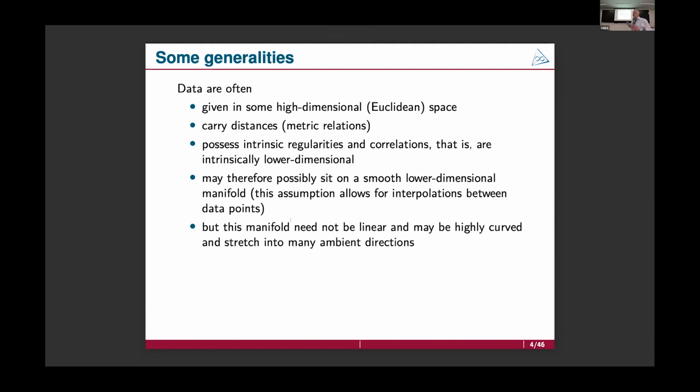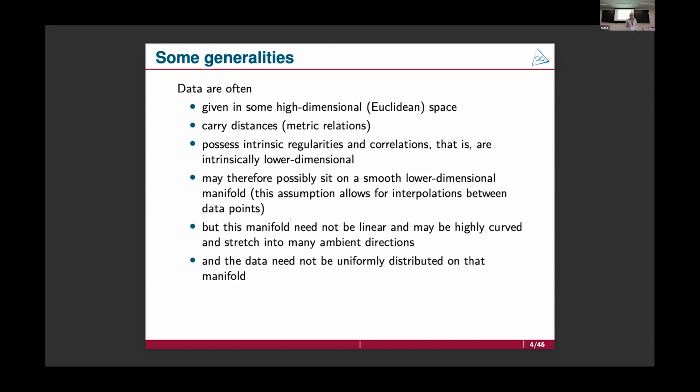But of course, the manifold need not be linear, otherwise things would be trivial. Even though it is lower dimensional, it may be highly curved and therefore stretch into many ambient directions. Even a one-dimensional curve in 300-dimensional space can in principle spread into all directions. Yeah, so we need to account for that.